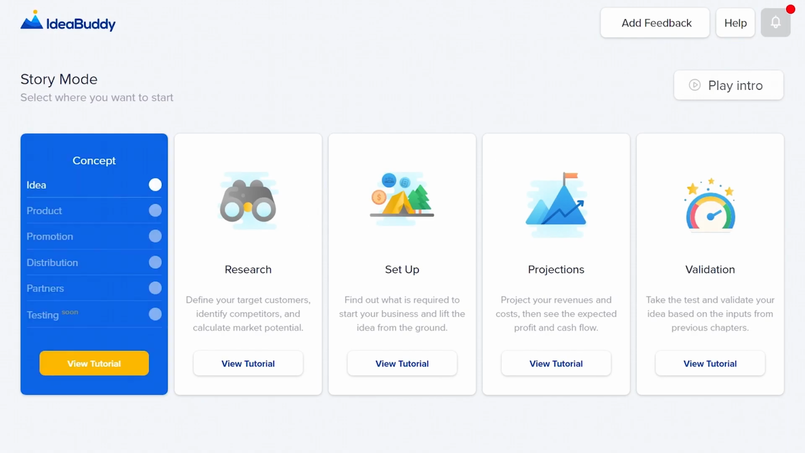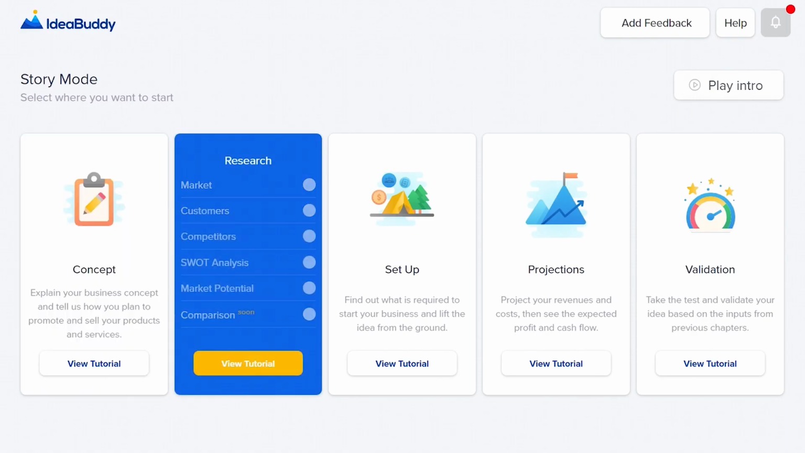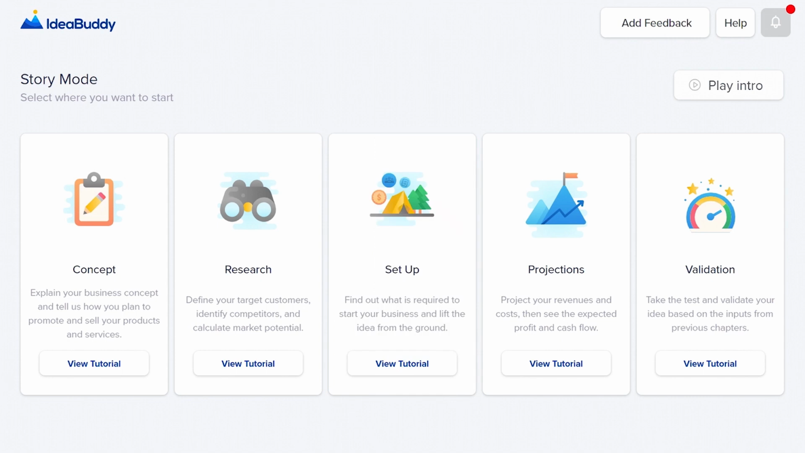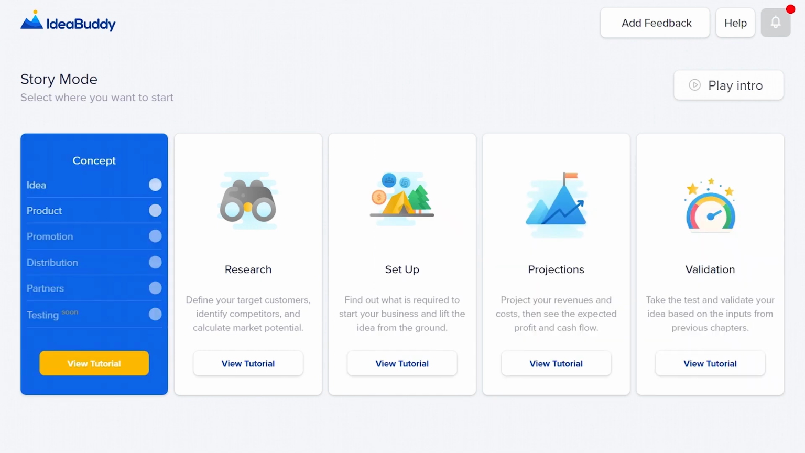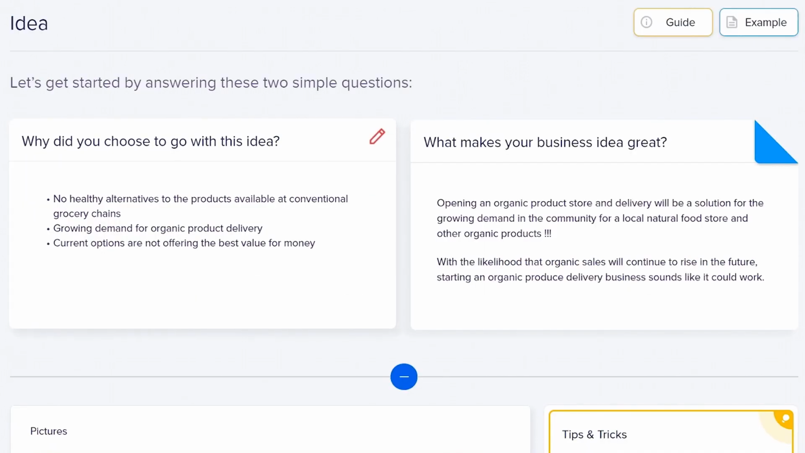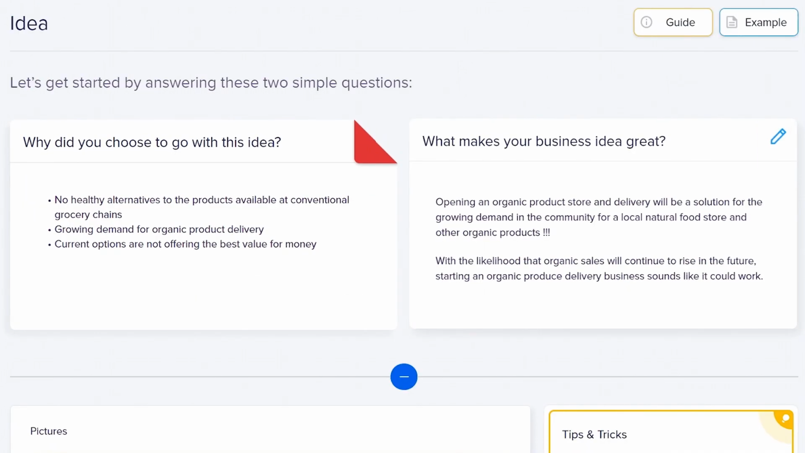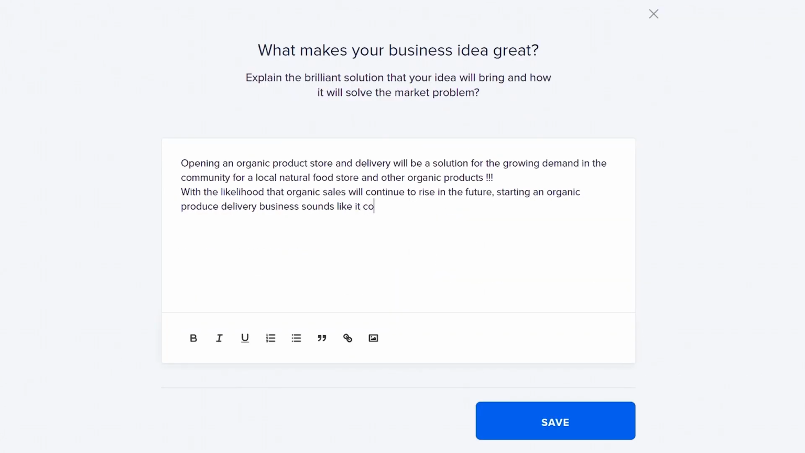Welcome to Story Mode, where you'll be able to develop your idea by going through the 5 chapters. You can pick any step as a starting point, but we suggest you go from the very beginning. Start by quickly explaining the market problem and how your business idea will solve it.